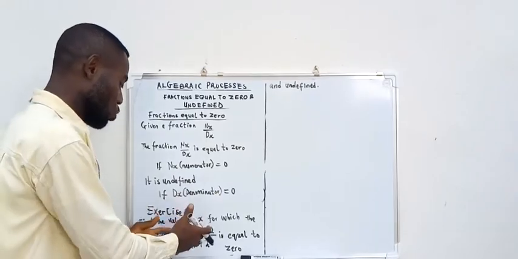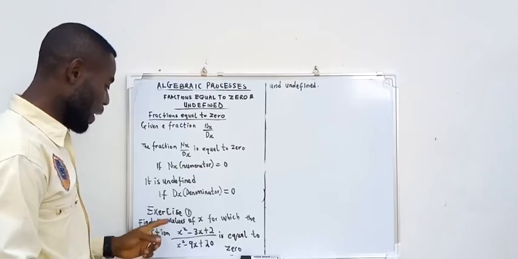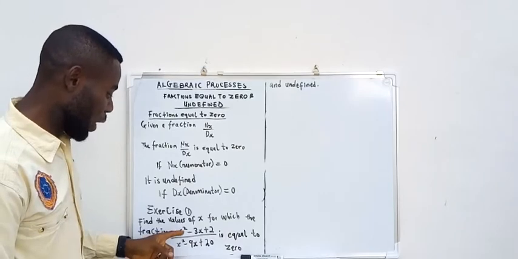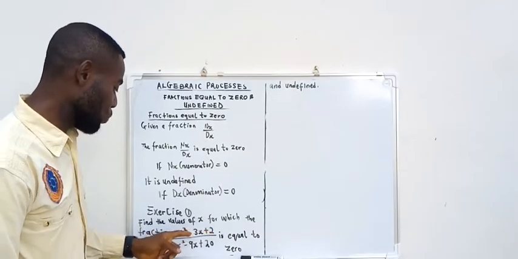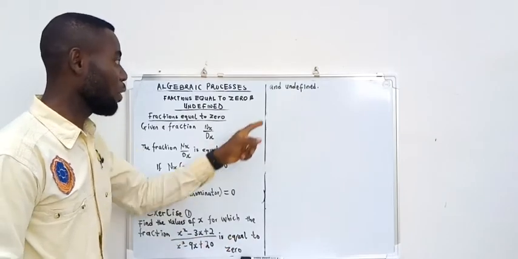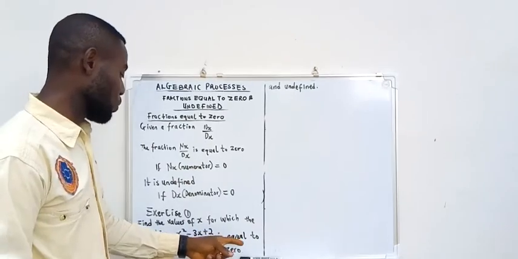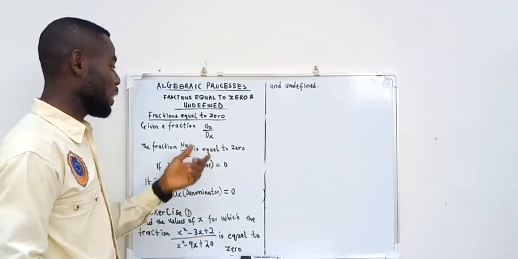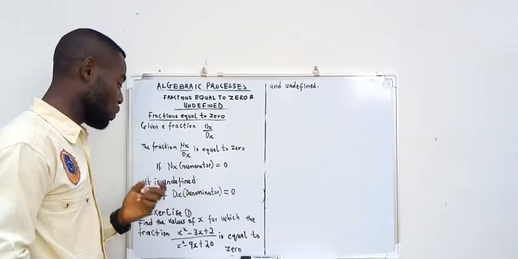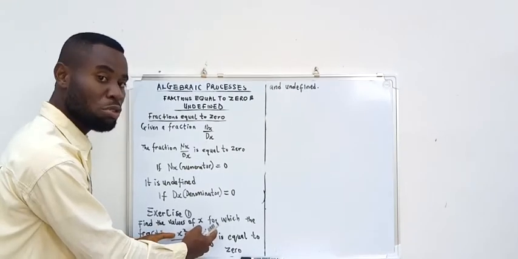Okay, let's solve some problems we have here. The question says, find the values of x for which the fraction (x squared minus 3x plus 2) over (x squared minus 9x plus 20) is equal to 0 and undefined. The first one says equal to 0. When do we say that a fraction is equal to 0? We say it is equal to 0 when the numerator is equal to 0.